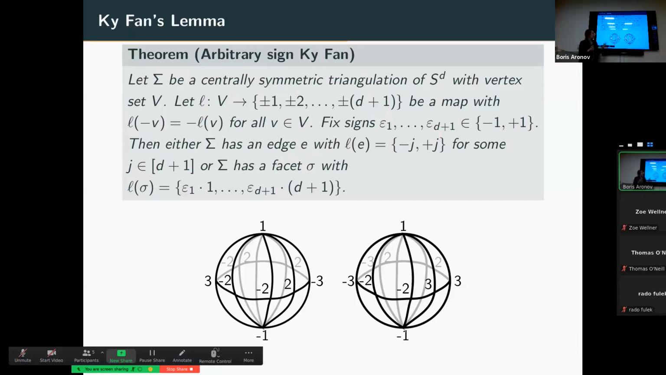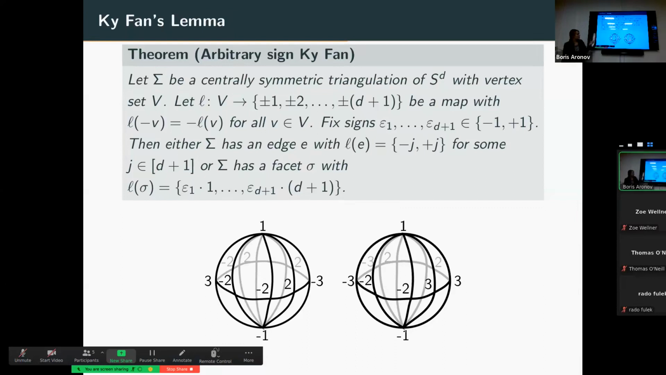Then you are either going to have that there's some edge that has minus J and plus J, or you're going to have a facet, so a top dimensional face, like a triangle or tetrahedron, or the higher dimensional simplex, depending on the dimension of your sphere, that has all of the labels with any signs that you want. In the original Kaifan statement, he said it was alternating signs. It's not that different to prove it with just whatever signs you want. And so that's the one that we're going to be using because it's a little bit more useful in our circumstance.